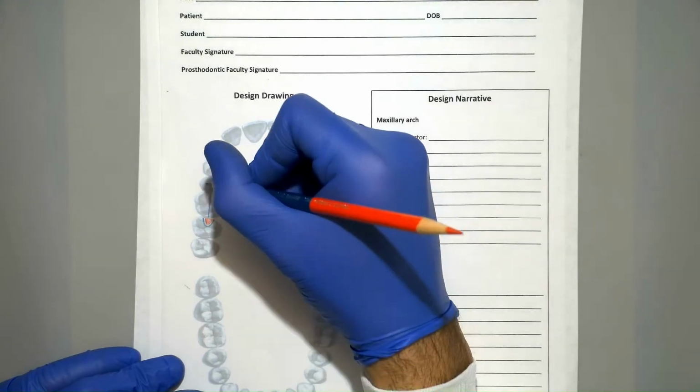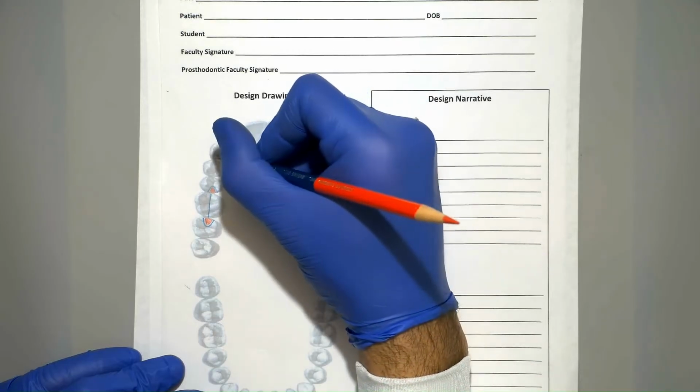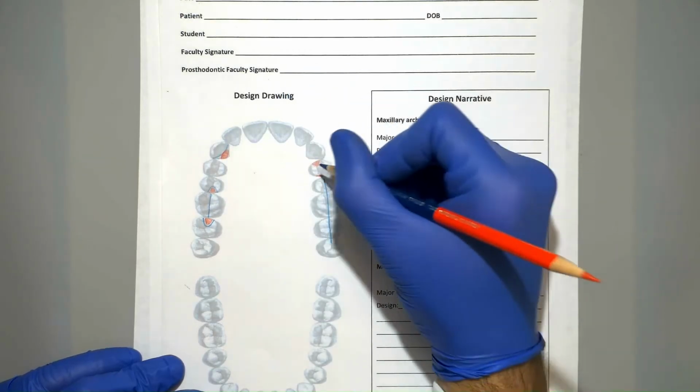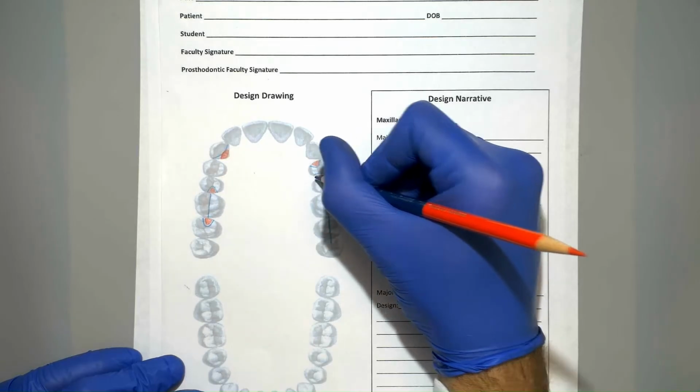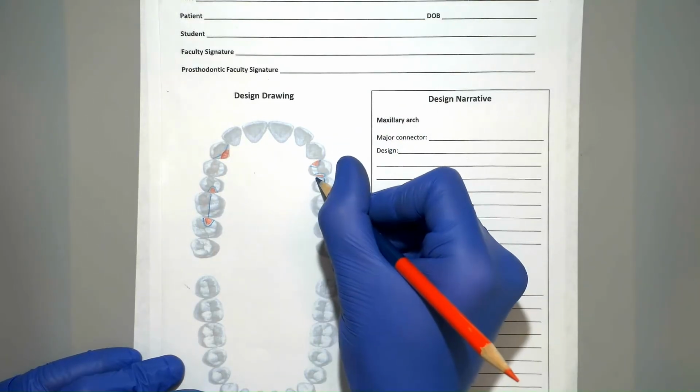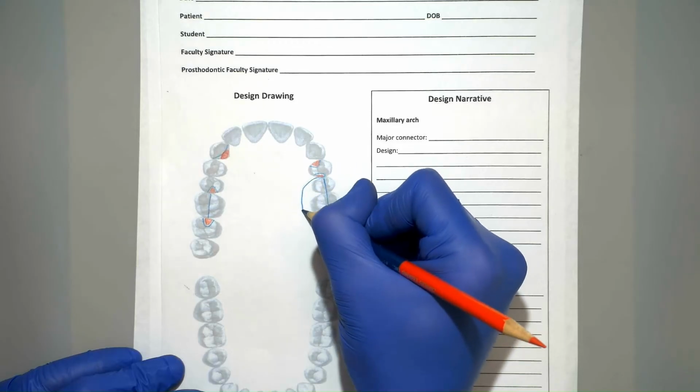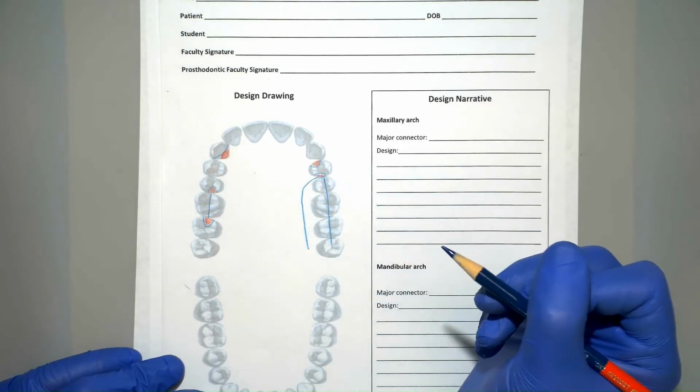Next, we'll switch over to the blue side of the pencil and we'll outline those rest seats with the rests themselves. We'll also outline the guide plane like that. The most posterior edge of the guide plate now transitions into the finish line just like that, going all the way back to the hamular notch.